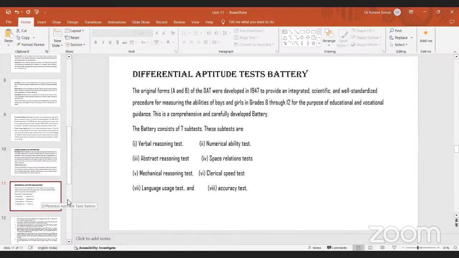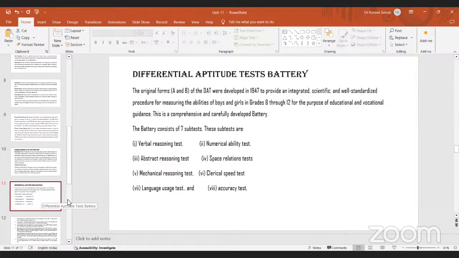The original form of the DAT, the Differential Aptitude Tests, was developed by 1947 to provide an integrated, scientific, and well-standardized procedure for measuring the abilities of boys and girls in grades 8th through 12th, for the purpose of educational and vocational guidance. This is a comprehensive and carefully developed differential aptitude battery.